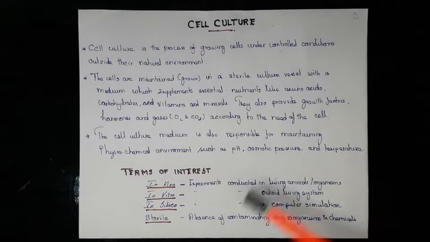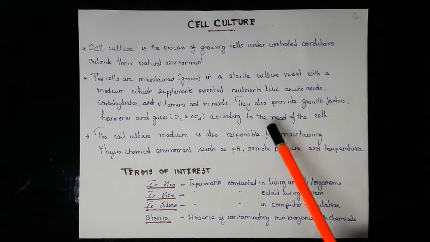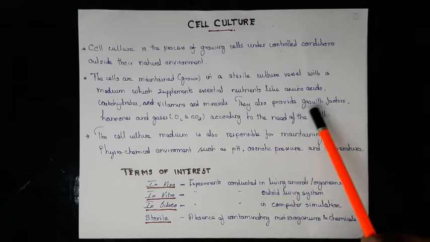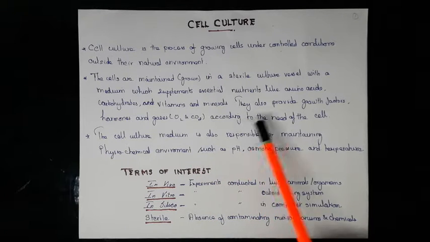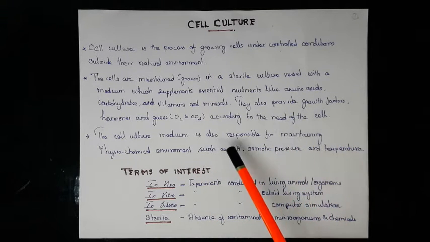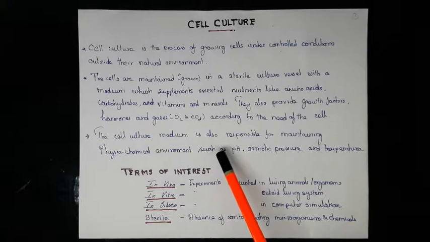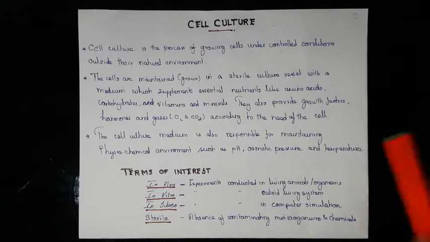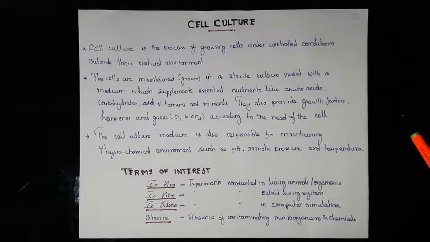The cells are maintained or grown in a sterile culture vessel in a medium which supplements essential nutrients like amino acids, carbohydrates, vitamins, and minerals. They also provide growth factors, hormones, and gases such as oxygen and carbon dioxide, which are necessary for the cell's growth. The cell culture medium is also responsible for maintaining the physicochemical environment such as pH, osmotic pressure, and temperature.